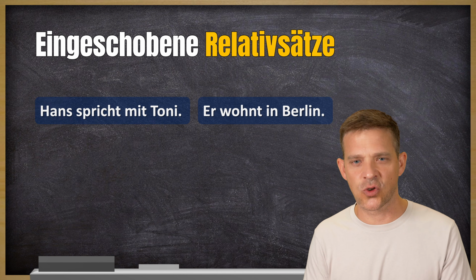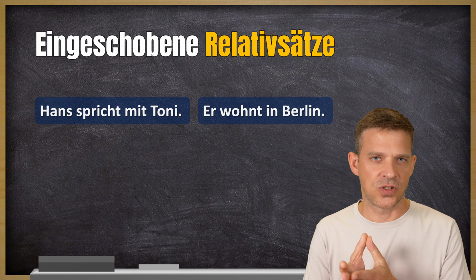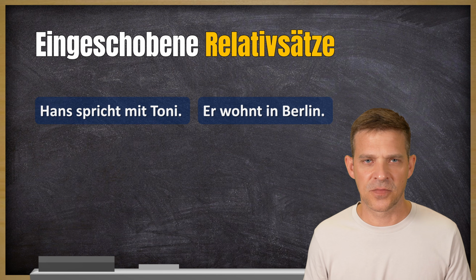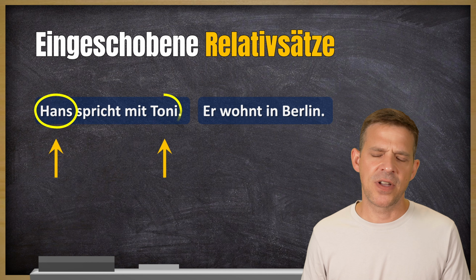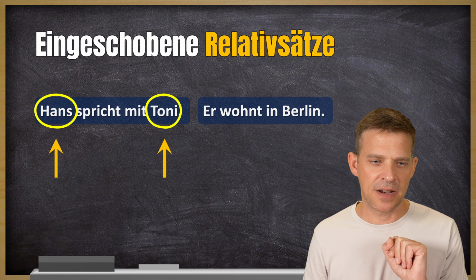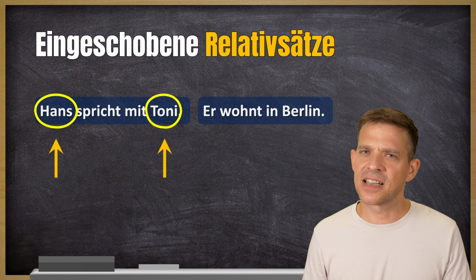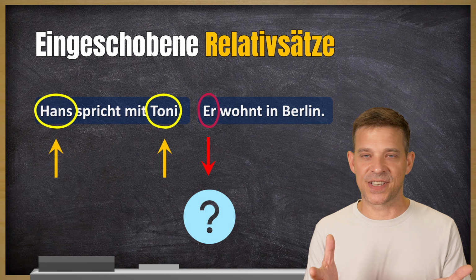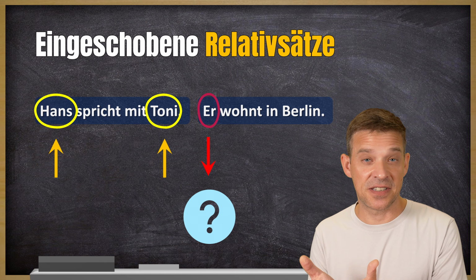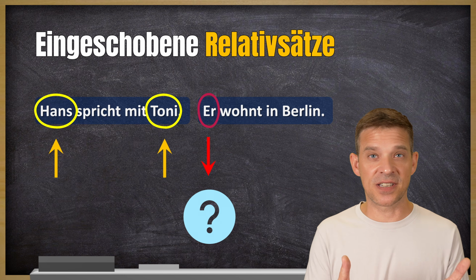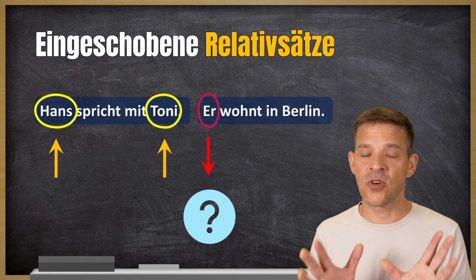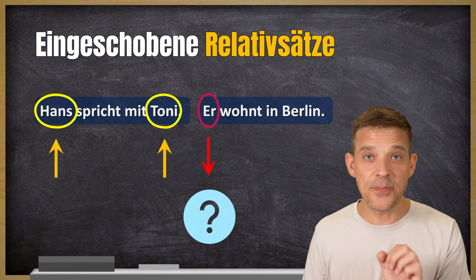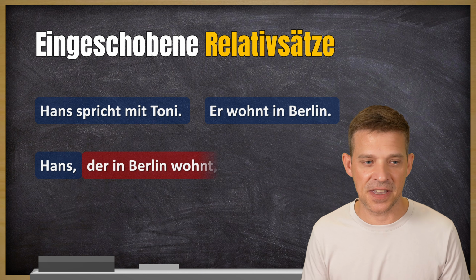Hans spricht mit Toni. Hans talks to Toni. Wohnt in Berlin. He lives in Berlin. So we have Hans and we have Toni, two different men. And then we have this in the second sentence, it's just "he". But who is this referring to? Is it referring to Toni, or is it to Hans? We actually don't know when we just look at those two sentences without context. And that's where embedded relative clauses come in very handy.